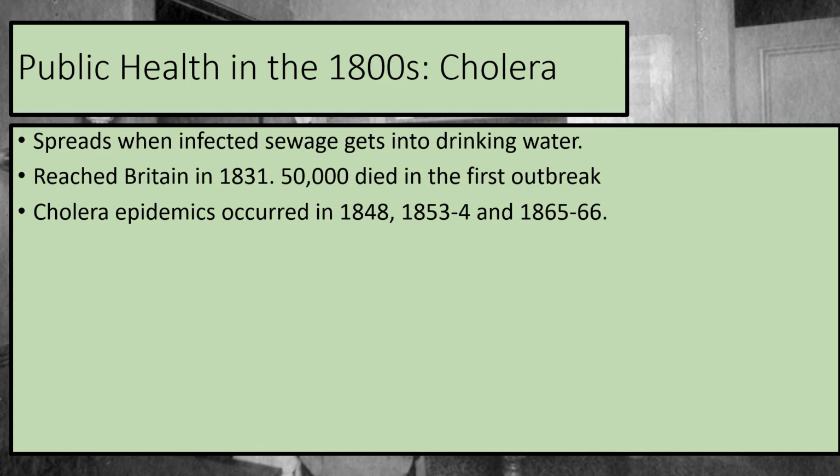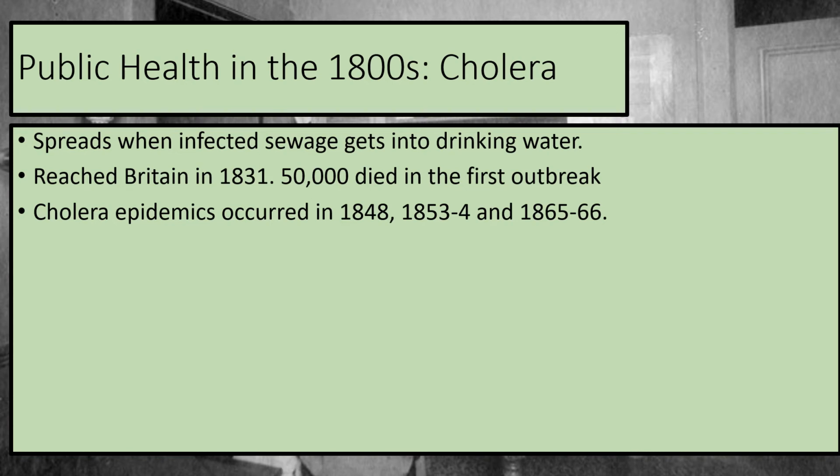The key disease that we need to know about for the 1800s is cholera. And this is something that I'm going to introduce to you now, but we're going to see in more detail on a future slide where we're going to talk more about John Snow and cholera. So key to understand about this disease, it is caused by poor public health. It is caused by people not having access to clean drinking water, because you get it when you drink water that is contaminated with infected sewage from somebody who's already got it.